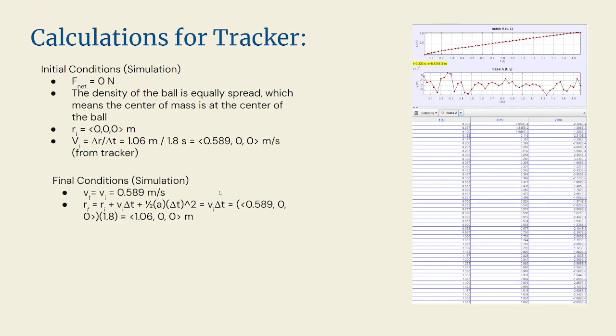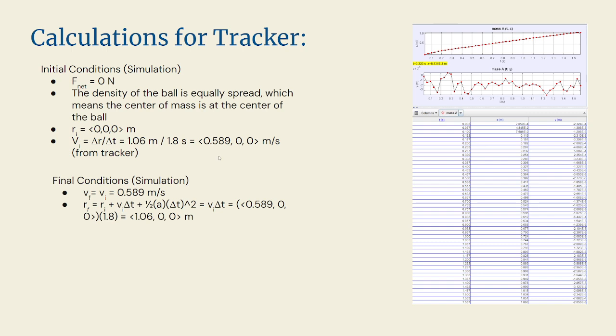Calculations for the Tracker are a bit different because most of it is already given to us through the video. Once again, we can assume that the F net is going to be 0. The density of the ball is going to be equally spread, which means that the center of mass is at the center of the ball again, and the initial position will be 0, 0, and 0. However, the initial velocity will instead be the delta r over delta t, which is the same formula, but over the entire period.